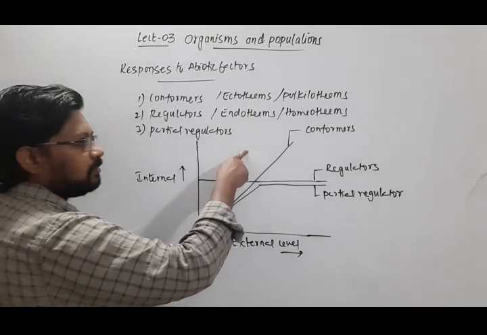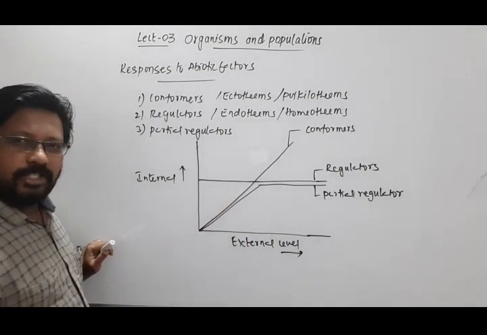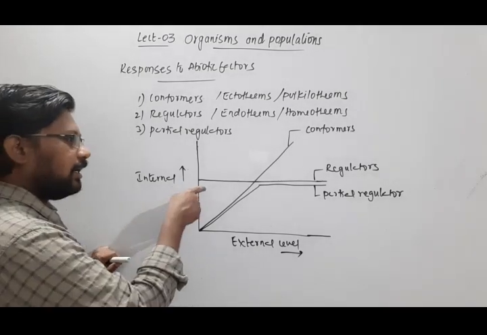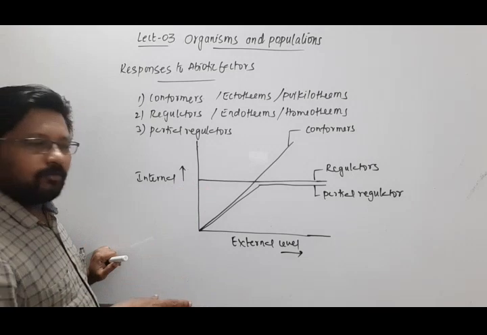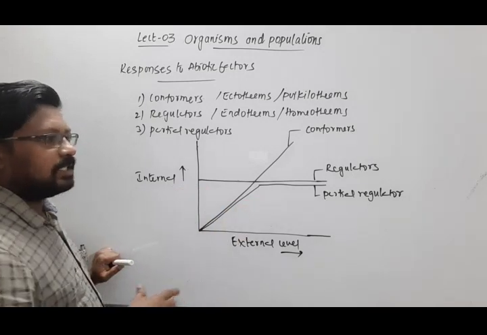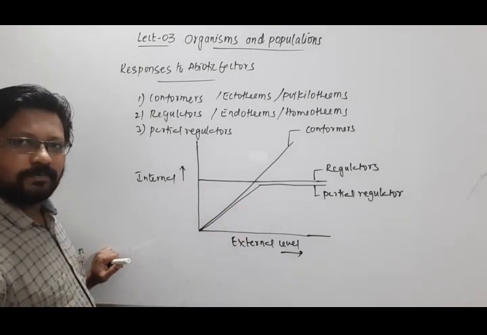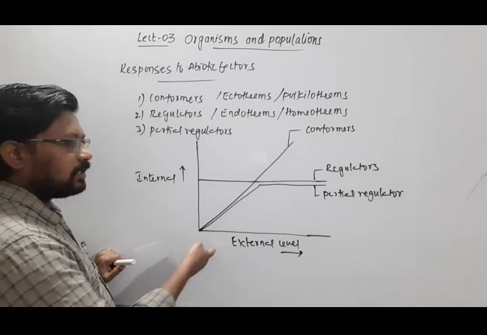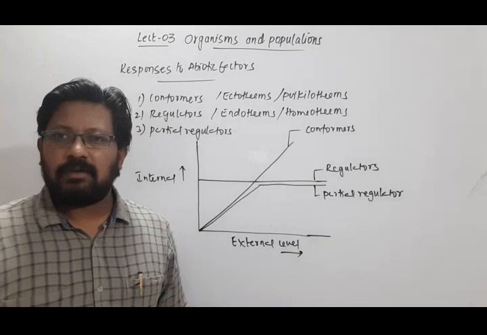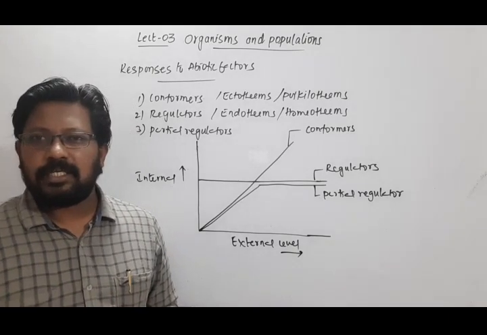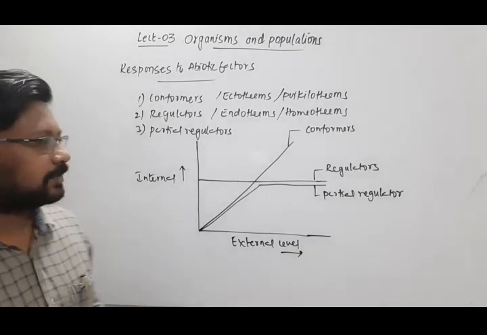Conformers will not achieve homeostasis. Regulators are going to maintain a constant internal environment, and for the partial regulators, it all depends on the situation. Because in case of these camels, they need to conserve water, and we know how important water is in case of desert animals, right?